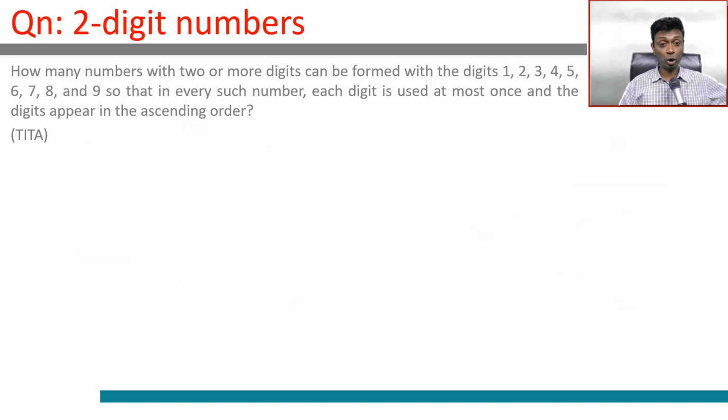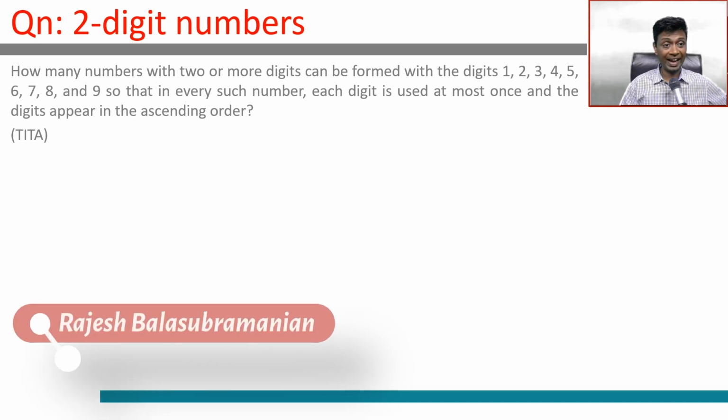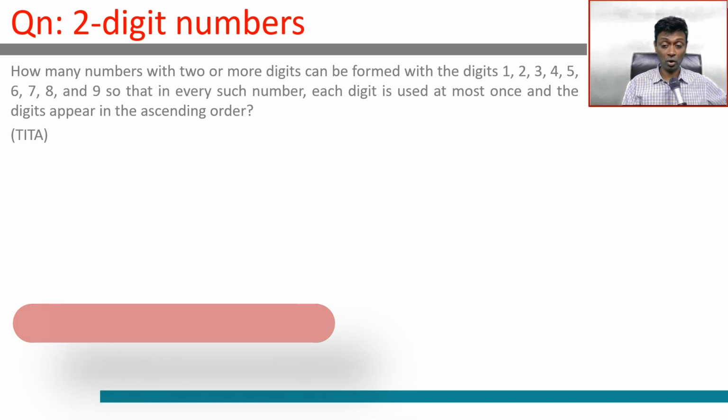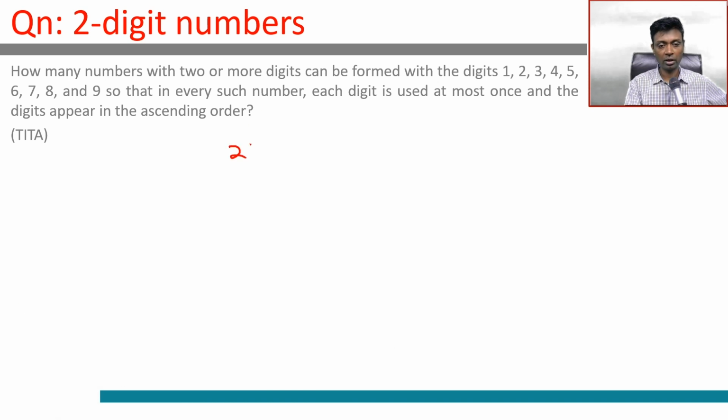How many numbers with 2 or more digits can be formed with the digits 1, 2, 3, 4, 5, 6, 7, 8 and 9, so that in every such number, each digit is used at most once and the digits appear in ascending order? So we're looking for a number like 235, 146, 1457, 23479. Digits in ascending order, any number of digits.